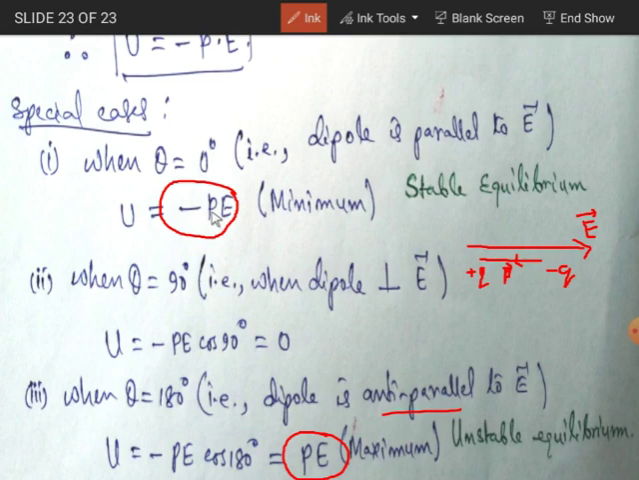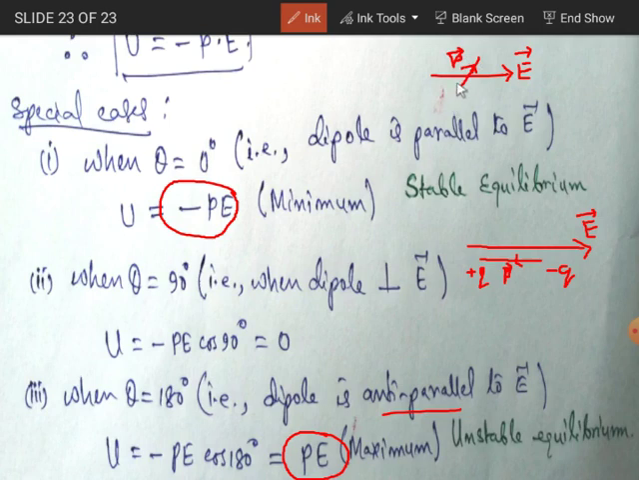Now in that first diagram, your dipole is lying like this, so that your dipole moment is in this direction, and E is in this direction. So this is your electric field E, and this is your dipole moment P. Let me draw it like this. This is the dipole moment from minus q to plus q.